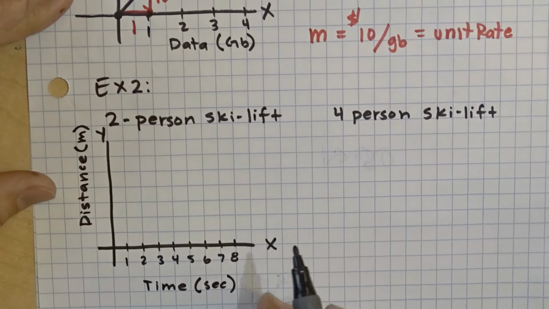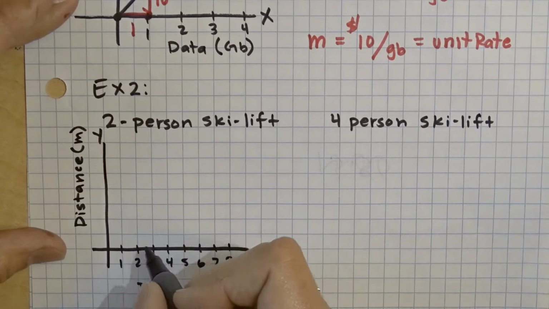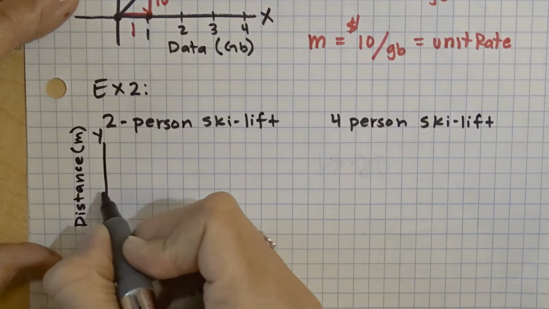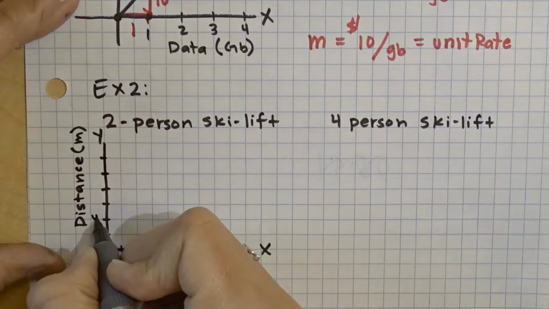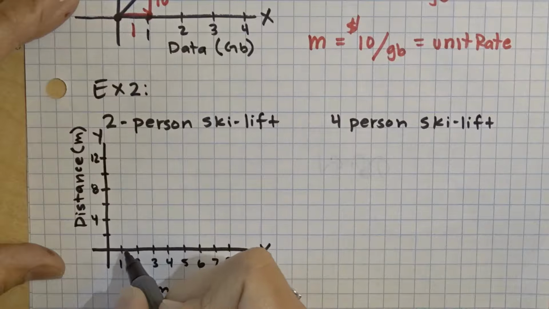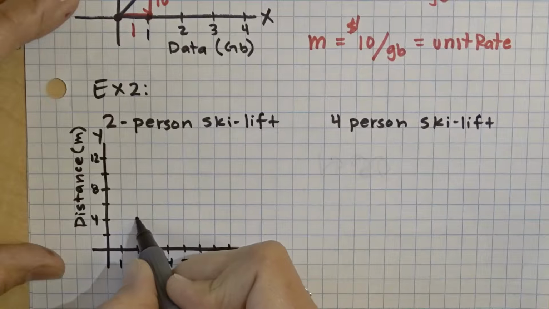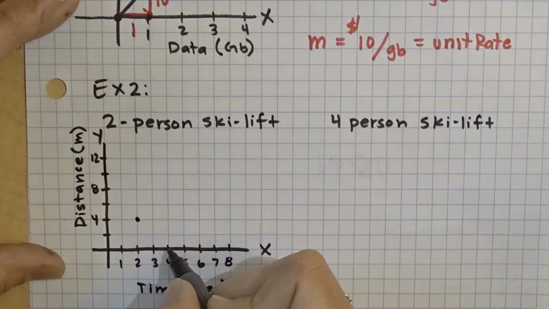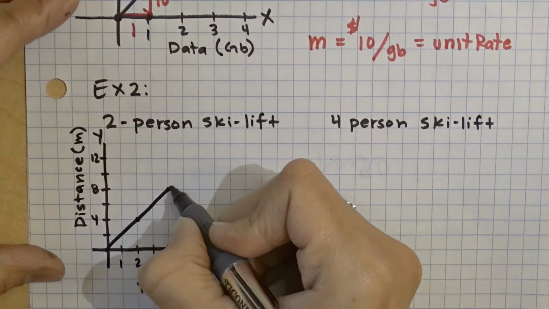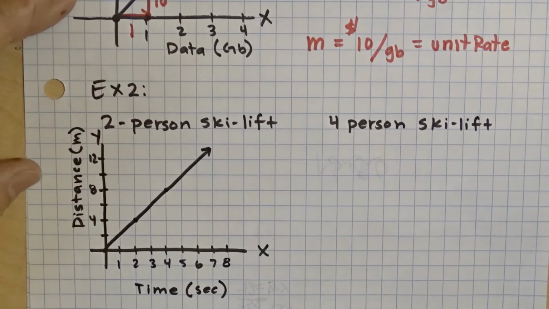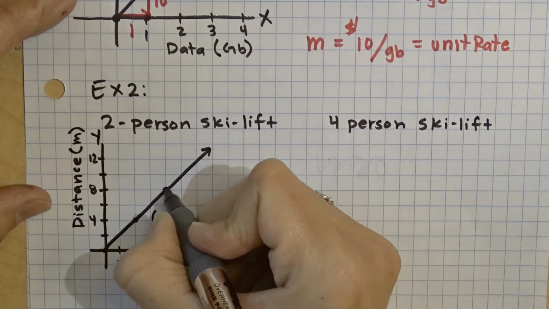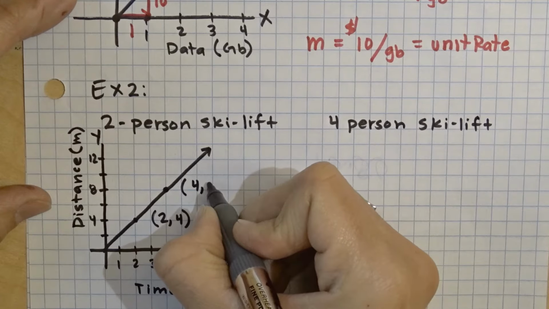I'm given that after 2 seconds, our distance is 4. 2, 4, 6, 8, 10, 12. So I would be at 2, 4. And then it says that after 4 seconds, we are 8 meters. And so connecting those looks like this. So after 2 seconds, we were 4 meters. This point means after 4 seconds, we're now 8 meters.